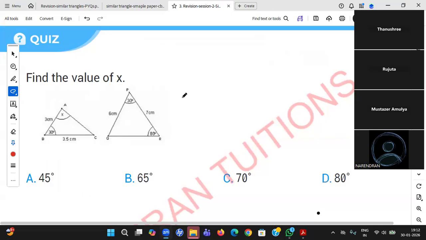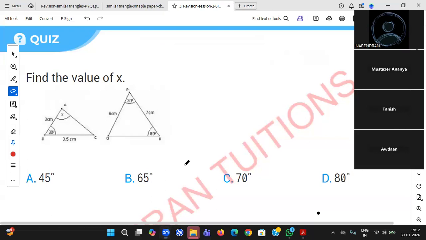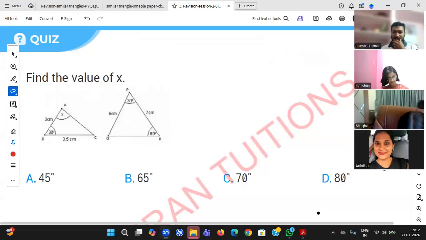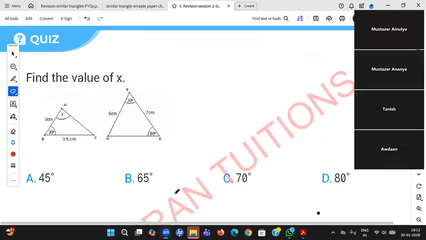Narendran, very good. Megha, wrong answer.